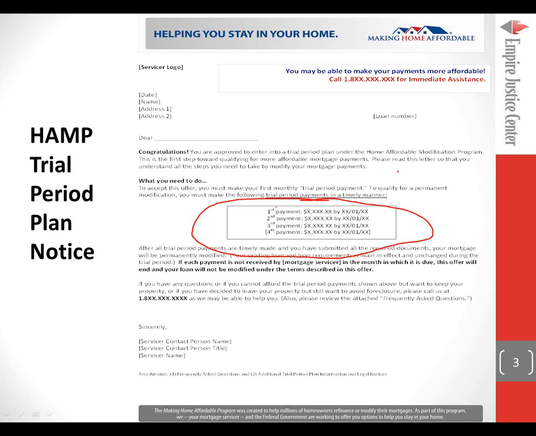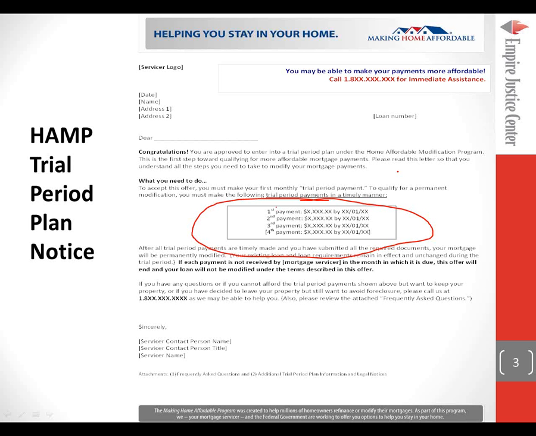When a homeowner receives a HAMP trial plan, all they know at that point is what their monthly payment is going to be. They're not going to receive any details on the other terms of what the permanent modification would look like. So they're not going to see what their new interest rate will be if they get converted to a permanent modification. They're not going to see what their new principal balance is going to be. They're not going to see the amount of arrearages that are going to be capitalized in the loan modification. All they're going to see is what that monthly payment is.